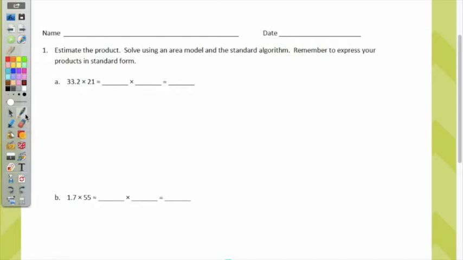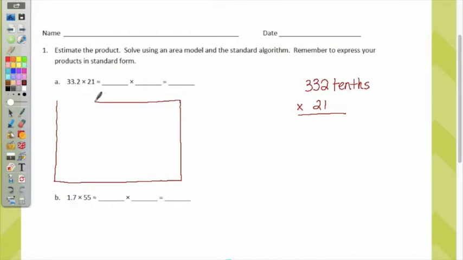This first one is a lot like D that we did together, so if you get into a bind, just take a look at D, okay? First thing I want you to do, what is it? It's standard algorithm. So 332 tenths times 21. Write that down. Second thing, get your area model on there.